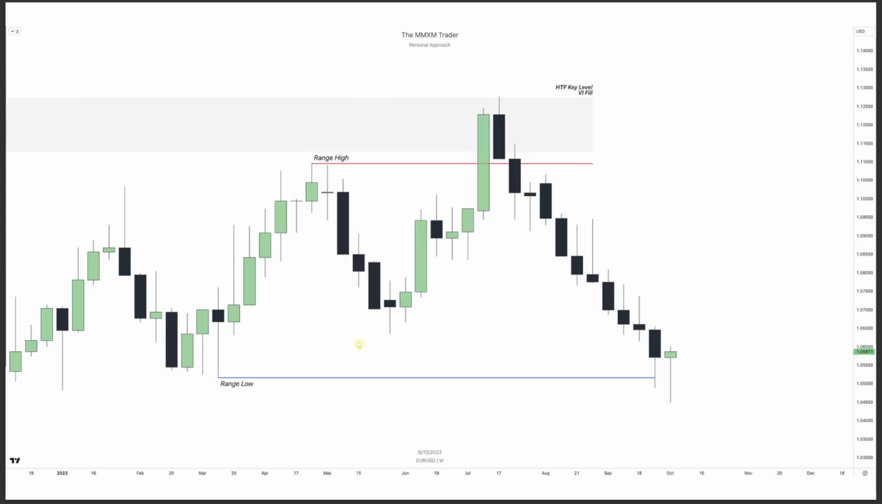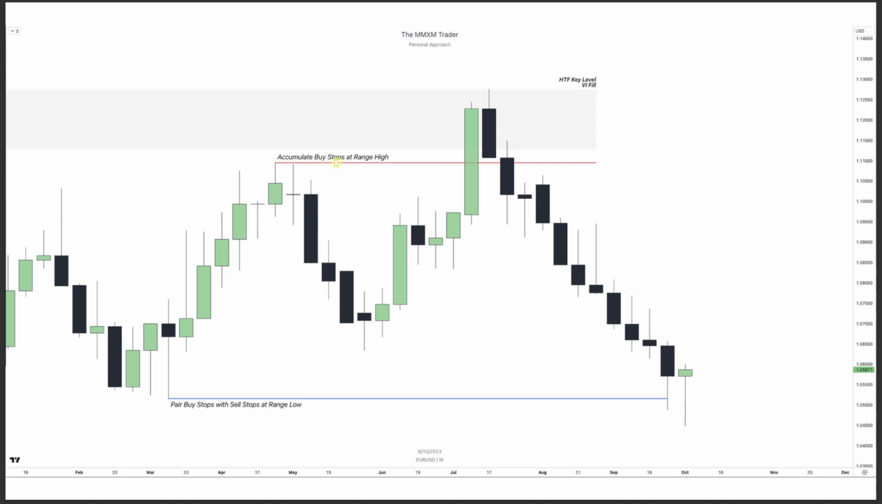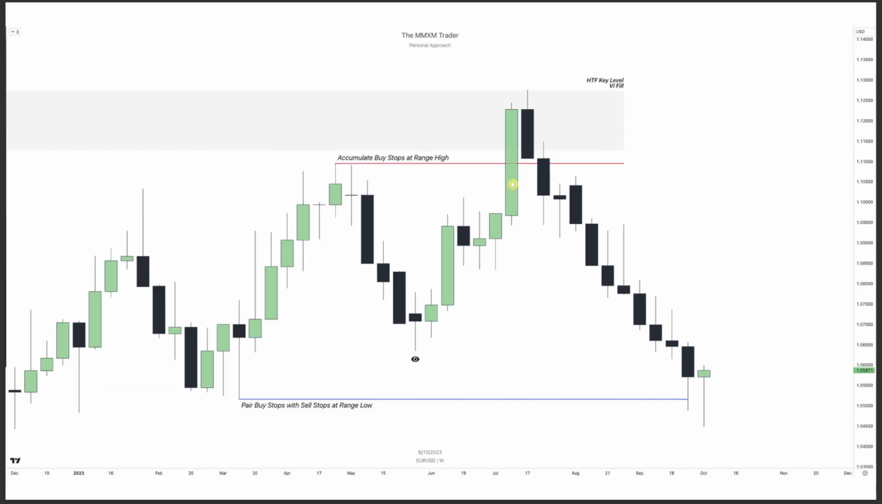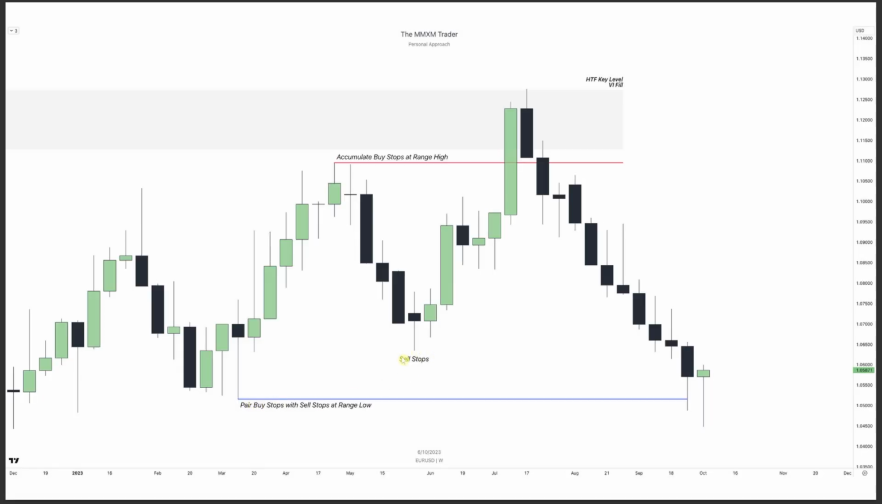So let's zoom in a little. We've got a higher time frame key level to the left of us, right? We've got that weekly volume imbalance fully filled up. And what is going on over here? We've got a range low and a range high. So what happens above that range high? We want to accumulate buy stops at that range high, right? And then we want to pair up buy stops with the sell stops below the range low here. Where will your eye go, right? If we take the buy stops, we want to go for old lows. Let's say this one down here, and eventually this one down here. There's sell stops resting here.